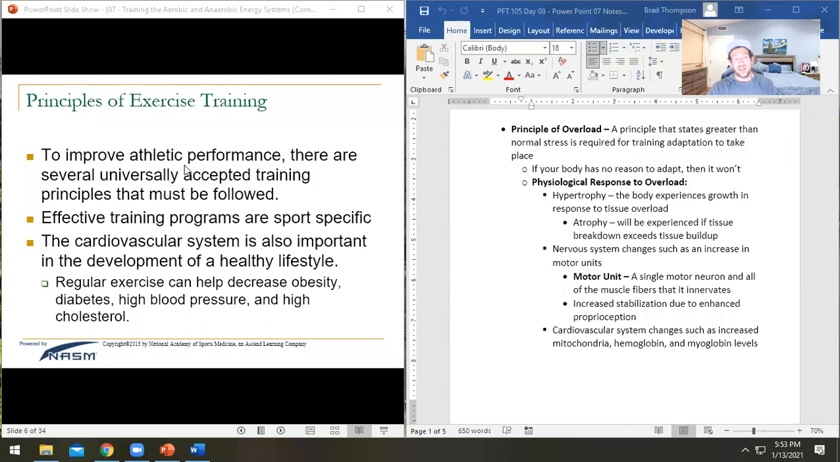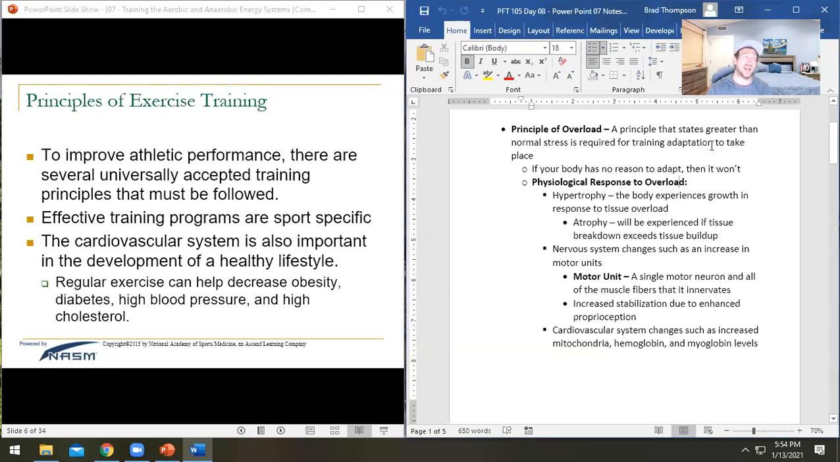So in order to improve athletic performance, in order to get more athletic, there are a few principles that we have to understand. Probably the most important one is this first one that we're going to talk about, which is the principle of overload. Sometimes you'll hear people refer to this as progressive overload. That's a really common term that gets thrown around. But in order for your body to adapt, you basically have to make sure that your body has a reason to adapt, right? That's the principle of overload.